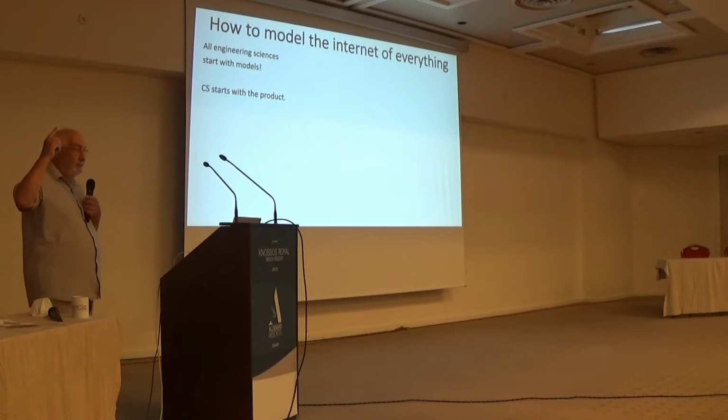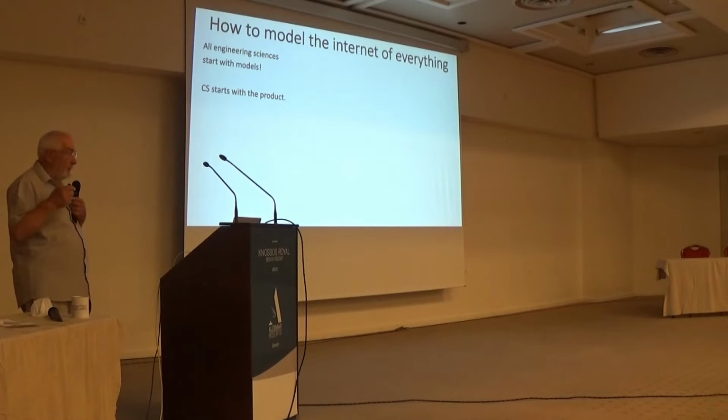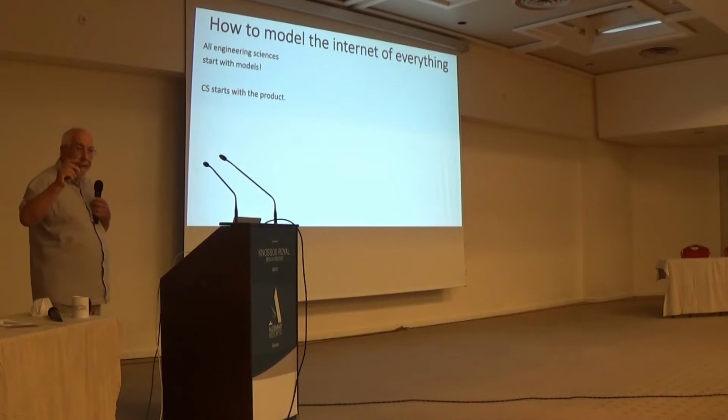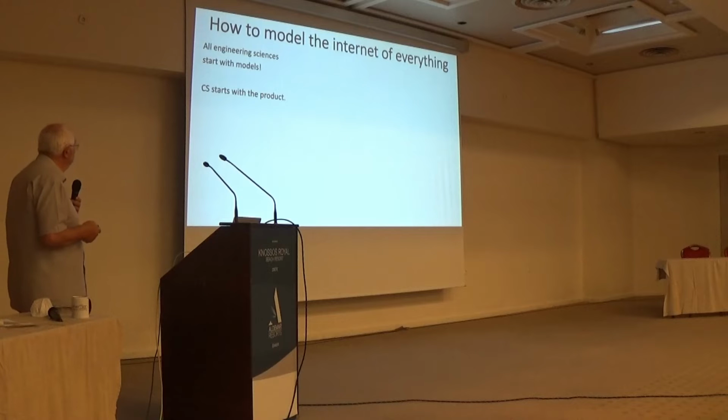The Art of Computer Programming was a very famous book by Don Knuth at the end of the 1960s, beginning of the 1970s. But it's a completely wrong way to start. We are not artists, or we should not be artists. We should be engineers. And that means we should start with models and discuss the models and show the models are correct. And then derive the product that we want from the models.